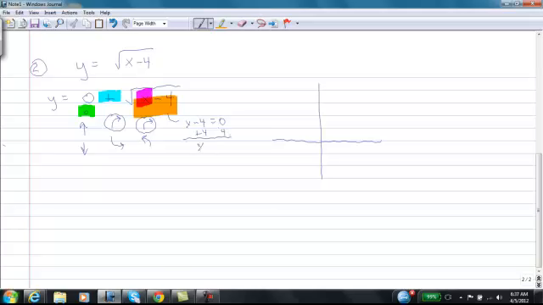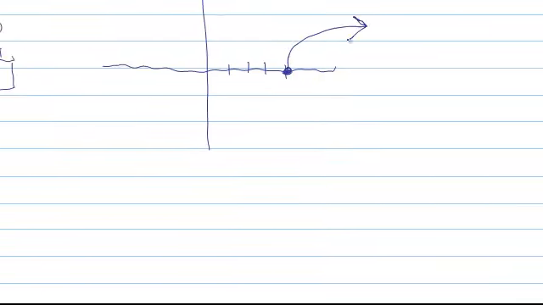X equals 4. And you may have already seen that. It's the opposite, right? 4 minus 4 is 0. Yeah, good job. So now we have our starting point. 4 comma 0. 1, 2, 3, 4. It did not shift up or down. It opens up and to the right. And that will make a perfect answer. Good job.